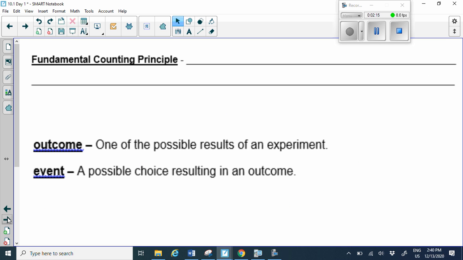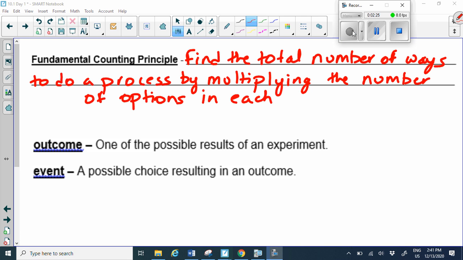So let's go ahead and write a definition for that. So basically, go ahead and pause the video, and then I'm going to have the definition up here, and you guys will write the definition down. So here's our definition, fundamental counting principle. You'll find the total number of ways to do a process by multiplying the numbers of options in each. Okay? So basically, we're going to take whatever options they give to us, multiply all of those together, and that will give us our total number of ways.